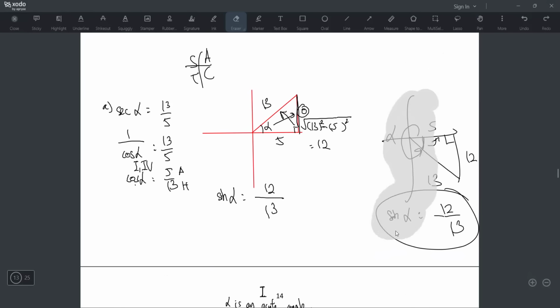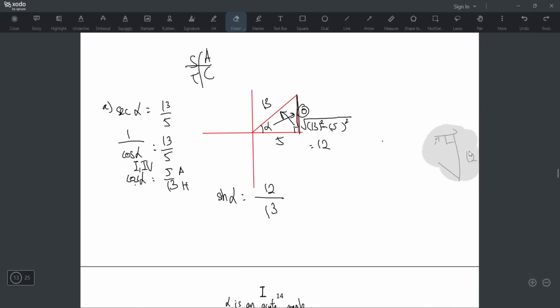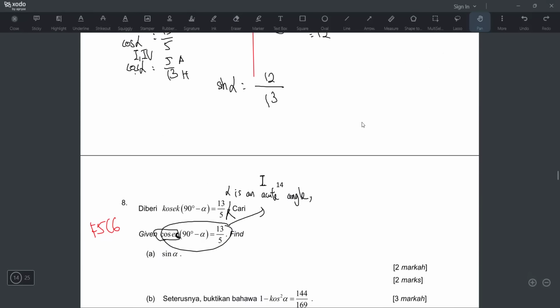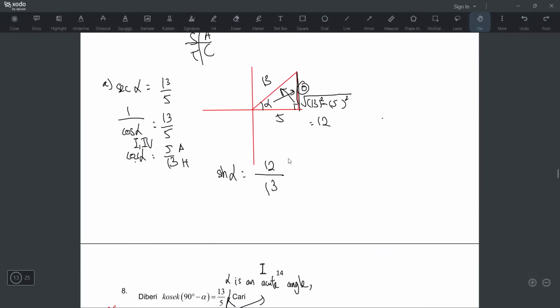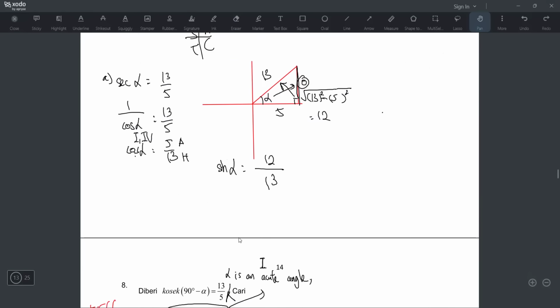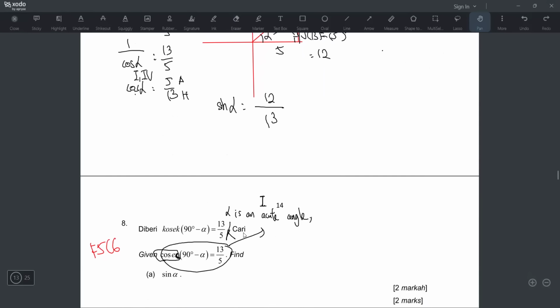Because if they never tell us, there's no way for us to know. Ya, because alpha has two possibilities, it can be in two possible places. It can be in quadrant 1 or quadrant 4, because cos is positive. So they really have to tell us. But they didn't tell us. So I just change the question myself.